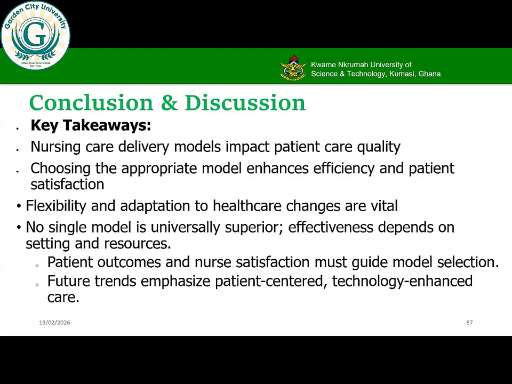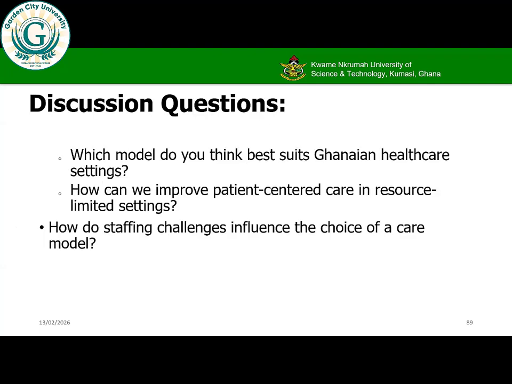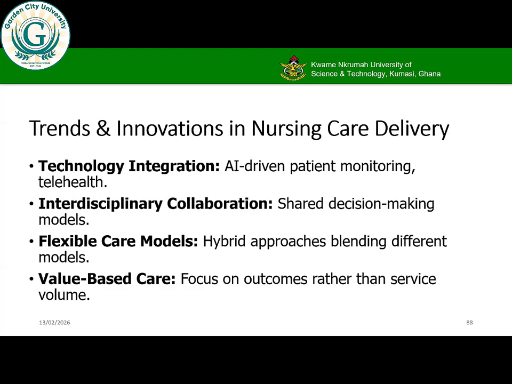But in the trends and innovation in nursing care delivery, there's technology integration, there's AI patient monitoring, telehealth care, there's interdisciplinary collaboration, shared decision-making models. We can also have flexible care models, that is a hybrid. Hybrid approaches blending different kinds of models. We do it there without knowing that we are blending it, we are using hybrid. There's value-based care, focus on outcomes rather than service or volume. So these are some of the trends and innovation in nursing care.